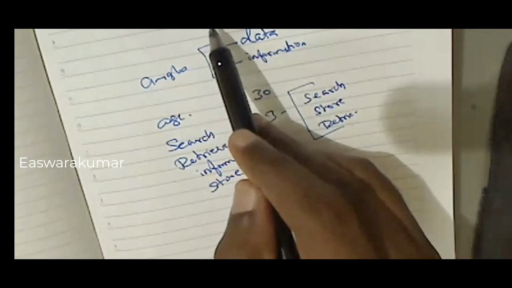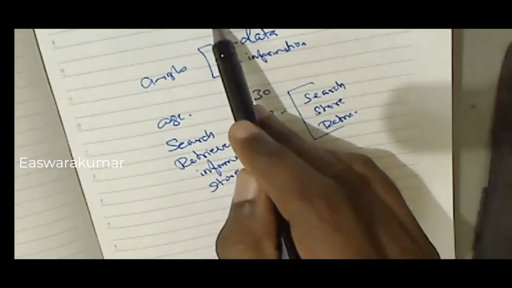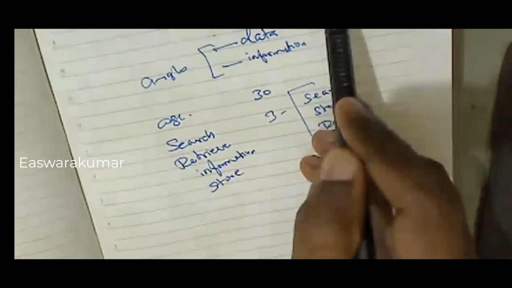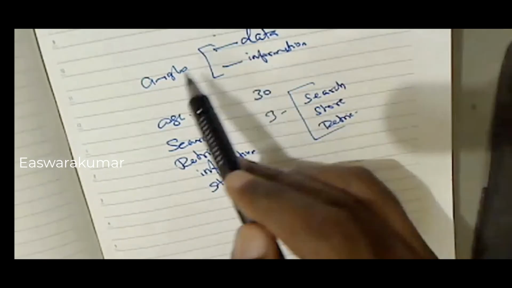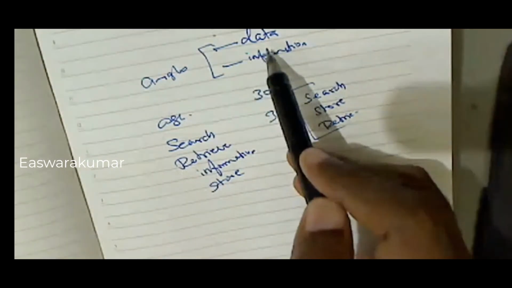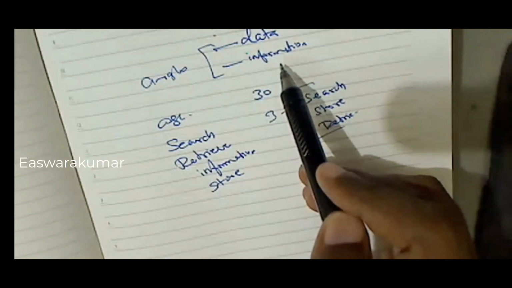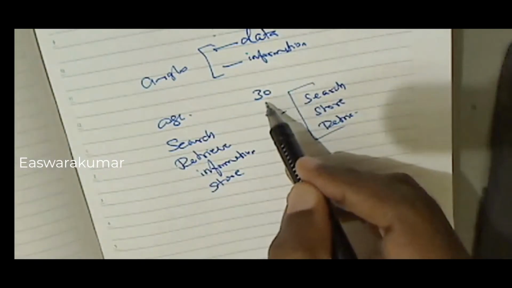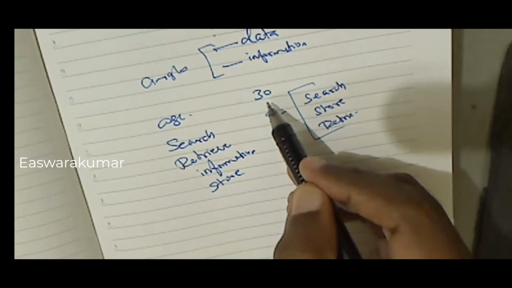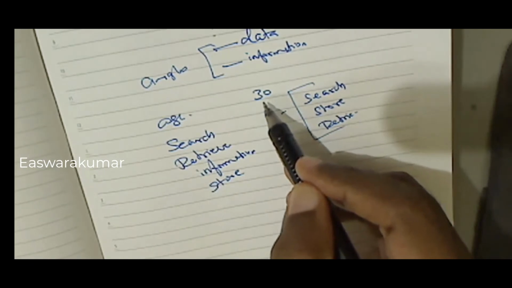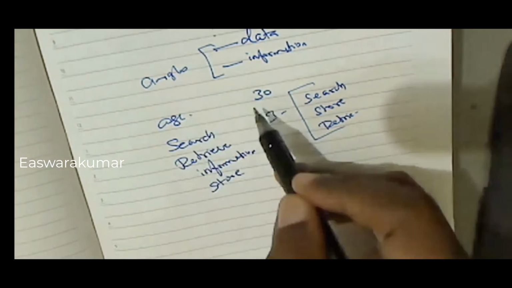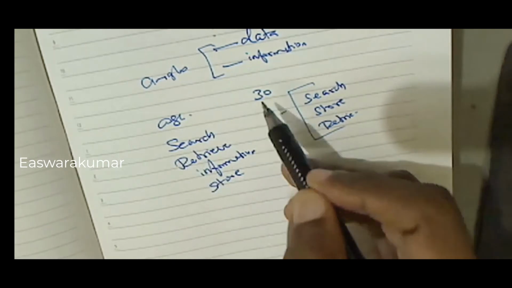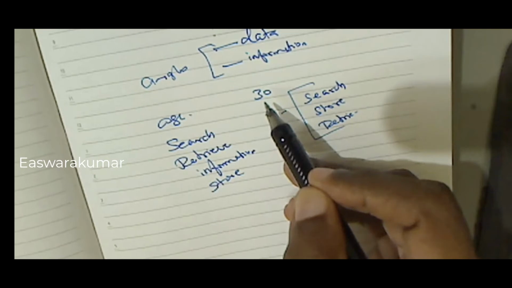We are going to study the topic that is data structures and algorithms. So for data structure, we will look into two angles. One is data, the other one is information. As an example, if you take the value 30, it's raw data. And if we associate this 30 to the age of a person or something else, then that becomes information. So basically, information is processed data.